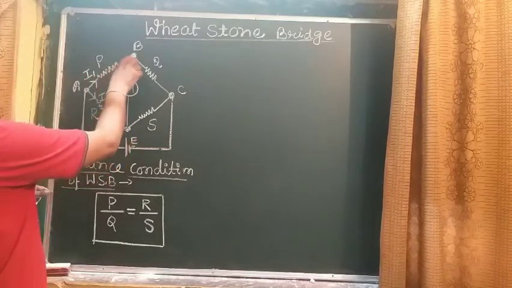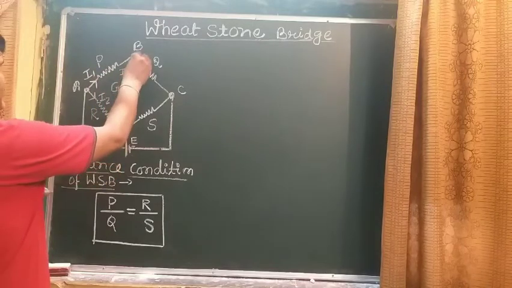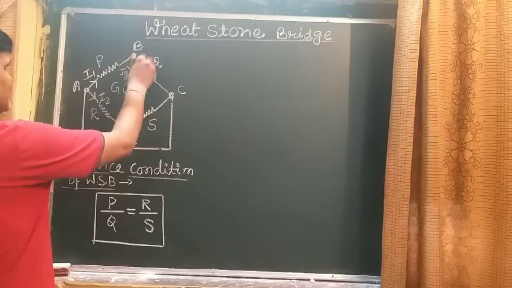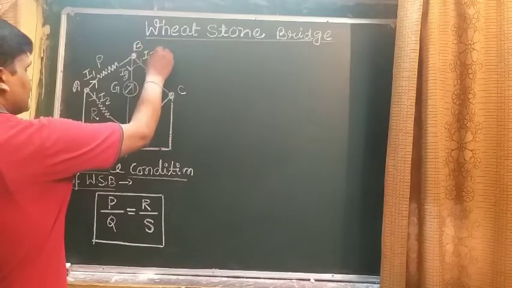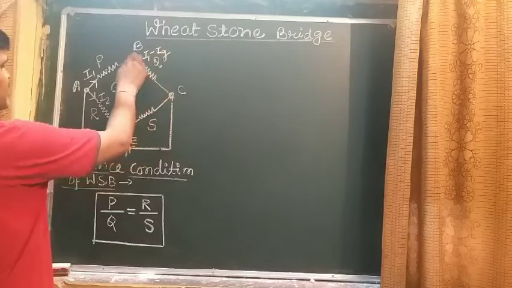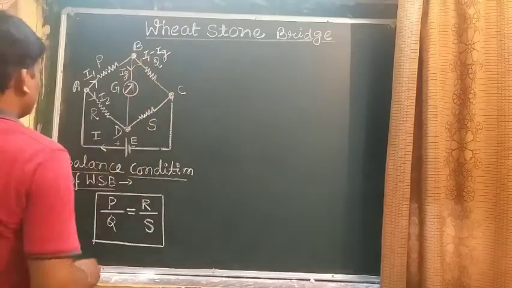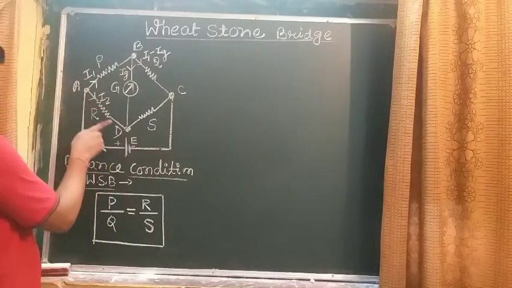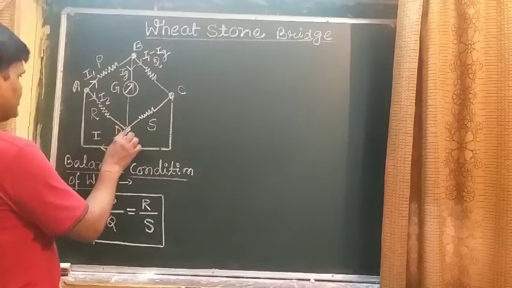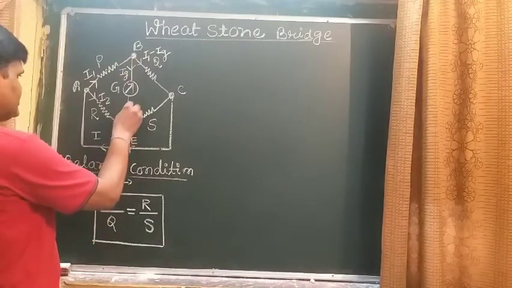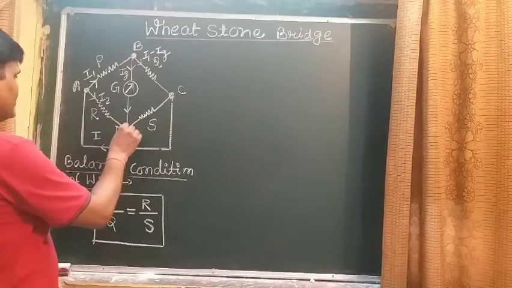And if I1 current comes here, a part Ig goes through the galvanometer, and the rest of the current is I1 minus Ig. This current I1 minus Ig is flowing to the arm BC. And students, see here, the I2 current in arm AD reaches point D, and the current Ig continuously flowing through the galvanometer also reaches point D.